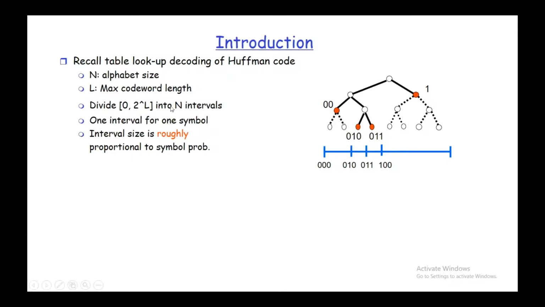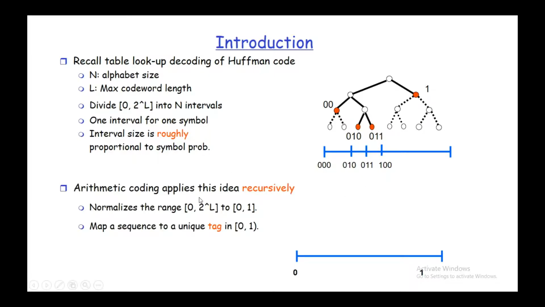So I divide 0 to 7 by the number of alphabets I have, and then I get one interval for one symbol. For example, here 3 bits have been assigned, so the maximum I can have is triple ones. I have to divide this entire range into as many parts as the alphabets I'm having. So the interval size is roughly proportional to the symbol probability. Very correct. What are you going to do in adaptive coding? You are going to apply this idea recursively.